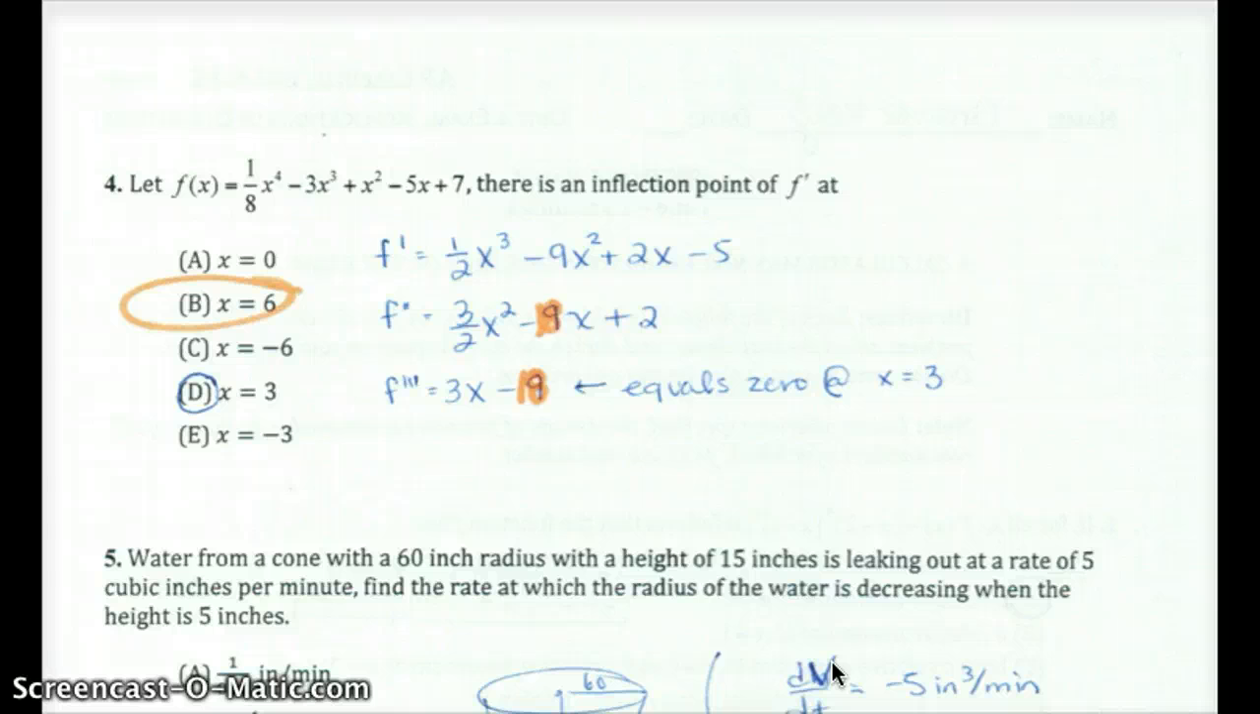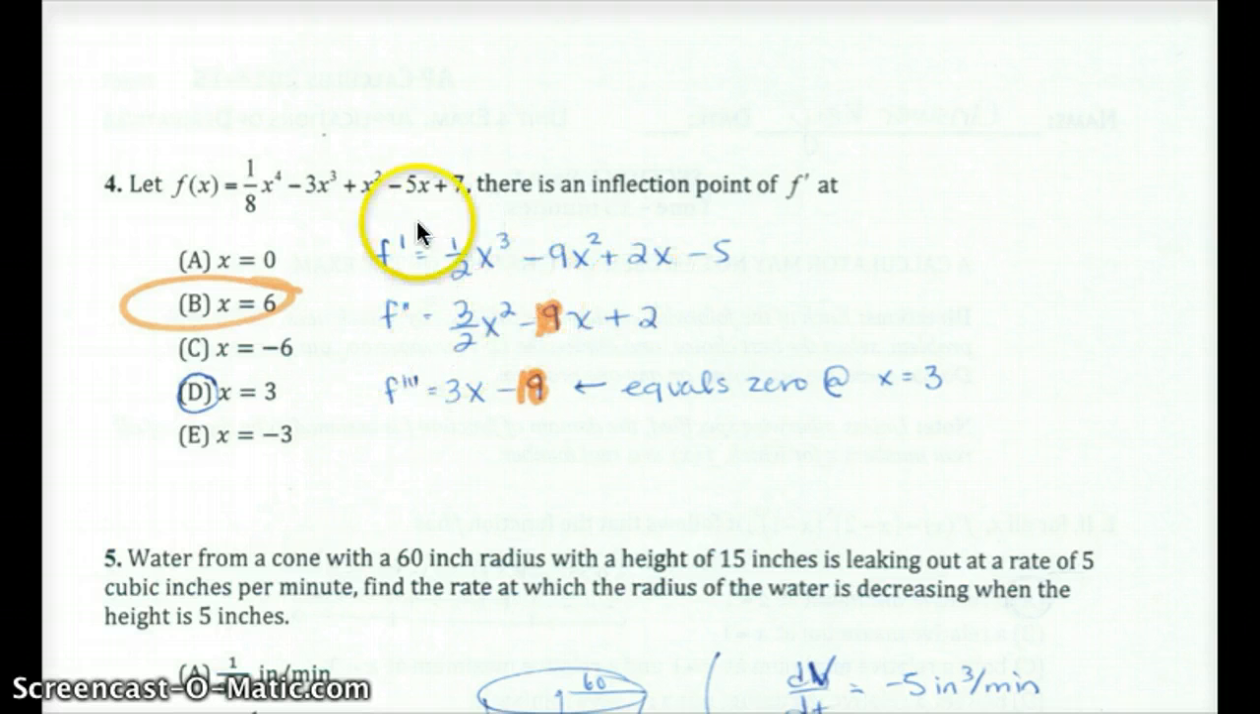This is a pretty straightforward question where we're just talking about inflection points. The subtlety is that we want an inflection point of f prime. So you probably knew that inflection points depend on the second derivative, but it's not the second derivative of f, it's the second derivative of f prime. So if f prime is my original function, the second derivative of f prime is actually going to be f triple prime, or the third derivative.